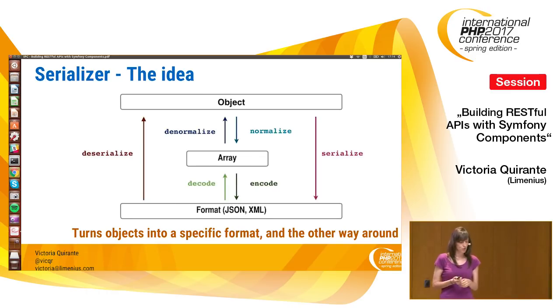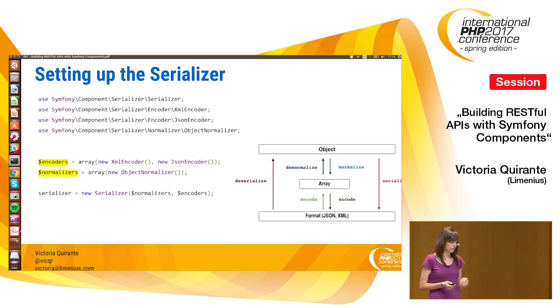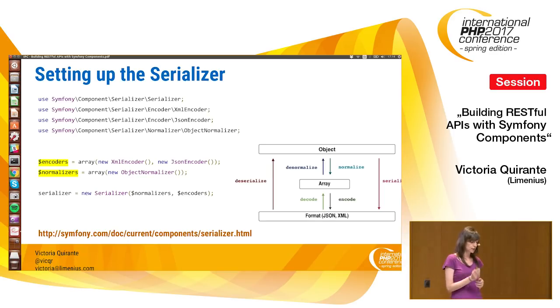Before using this, you will have to do some setup in order to tell which encoders you are going to use and which normalizers. Here, for example, we are saying we are using the XML encoder and JSON encoder, and we are using the object normalizer. The object normalizer is like the most powerful one, but you have other normalizers out there. You can check that in this link.